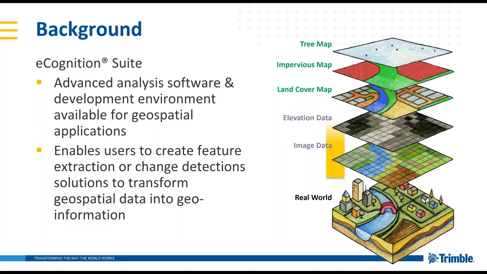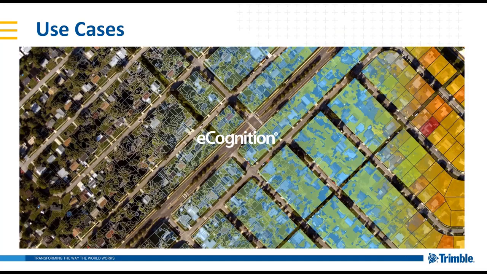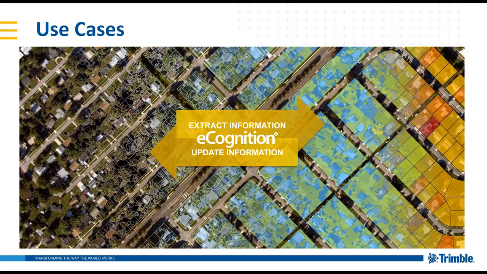The use cases, just briefly here. We're about extracting information, but also about updating information. So we can take information from our imagery and create, for example, a vector file that then flows into our GIS workflows. But we can also take an existing GIS file, say a vector data set, and update that based on the newest flights that we have.